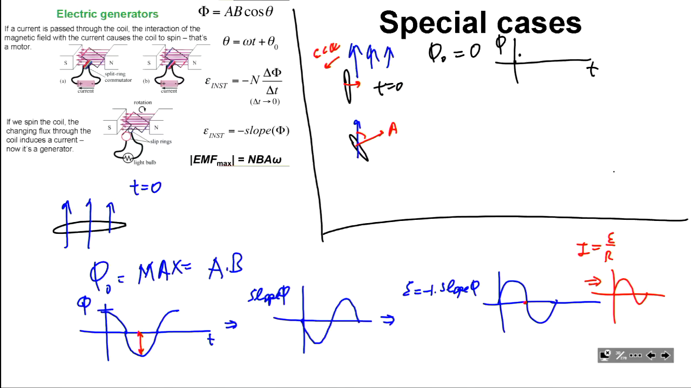And now we know it's going to go up to maximum, back to 0, to another maximum, to 0 again. This is how the graph for the flux as a function of time looks for this particular situation.